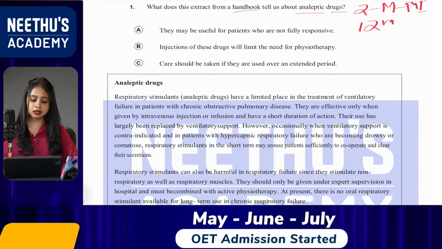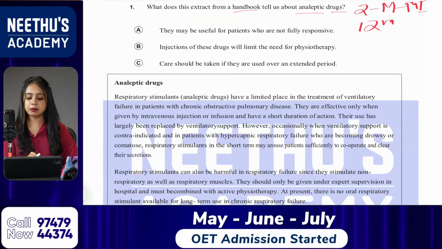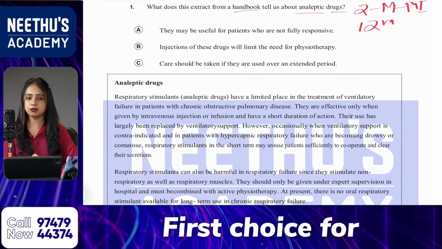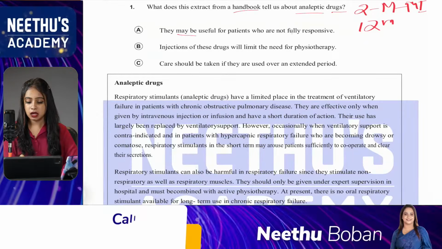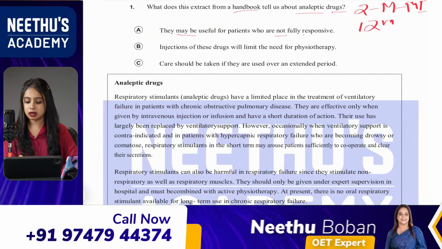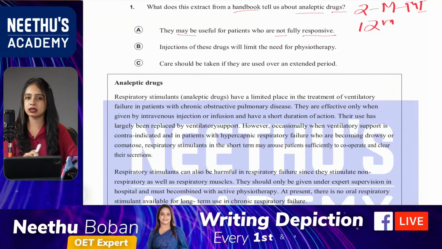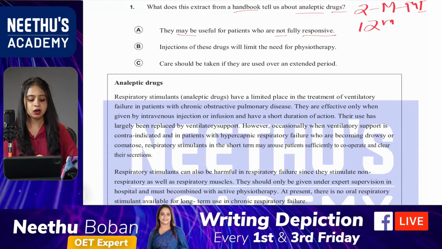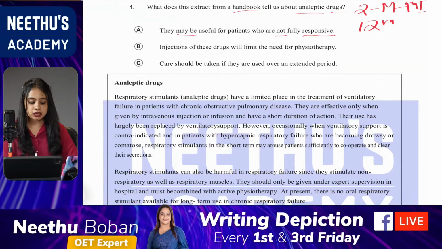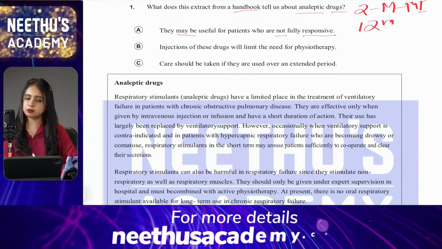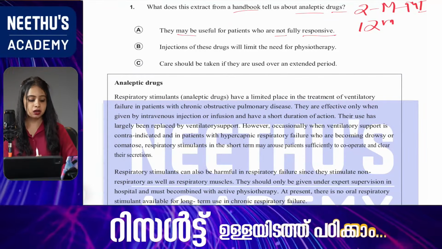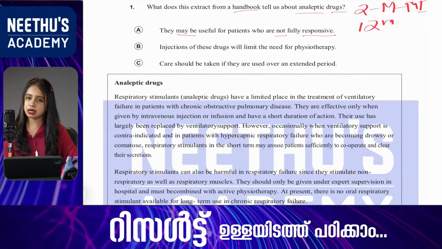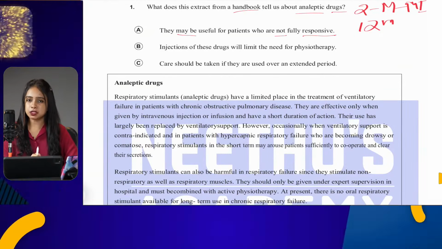So I'm marking keywords from option A. They may be useful for patients who are not fully responsive. My keywords: maybe, then not responsive. So these are my keywords from option A. What about option B? Okay, Tessie, your keywords: useful, not responsive. Very good, dear. Okay, Divya, good afternoon. Yes, GB, useful. Okay, Leah, maybe. Very good, excellent. Then what about option B?